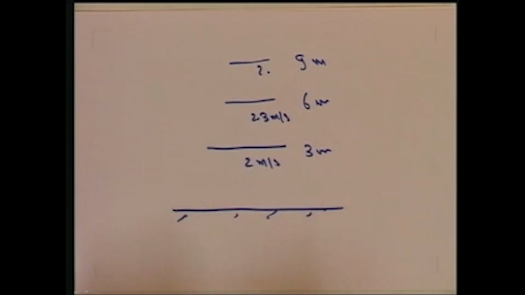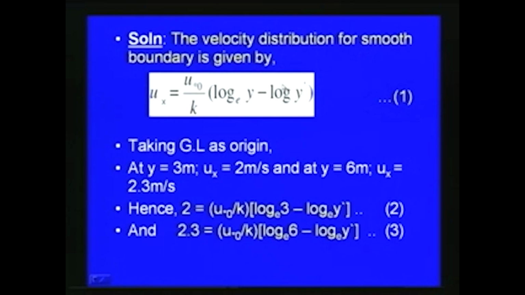To solve this problem, we will use this equation. The velocity distribution for a smooth boundary, as we have seen, is U x equal to U star O by kappa into log E y minus log y dash, equation number 1 in this slide. Now we will take the ground level as origin. At y equal to 3 meter, U x is equal to 2 meter per second, and at y equal to 6 meter, U x is equal to 2.3 meter per second. We will substitute these values into equation number 1.